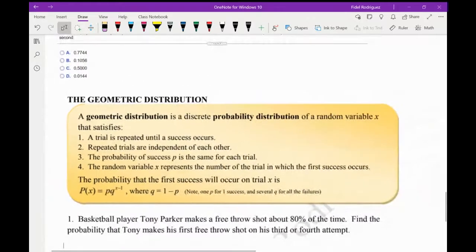The way I know something is geometric is we're going to keep trying this until we succeed. It says repeated trials are independent of each other. The probability of success, p, is the same for each trial. And then there is a formula right here. The formula says P of X is equal to little p times q to the power x minus 1, where q is 1 minus p. And I'm going to explain all that to you guys.